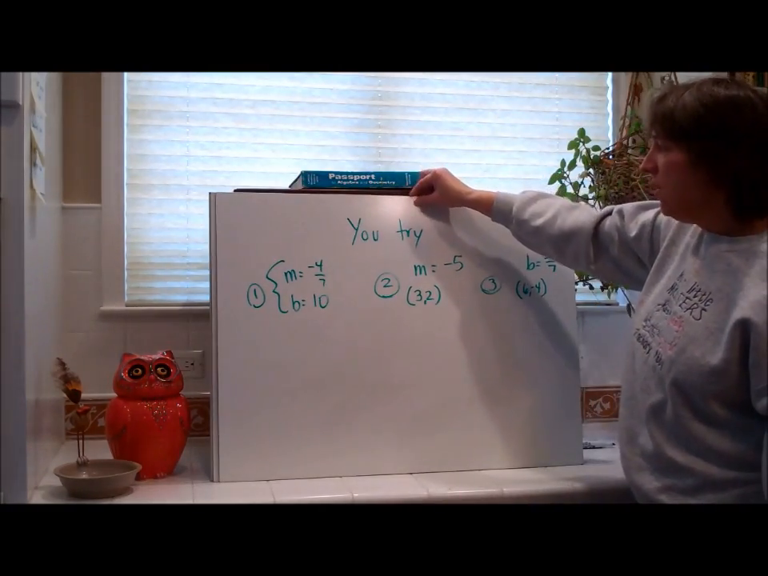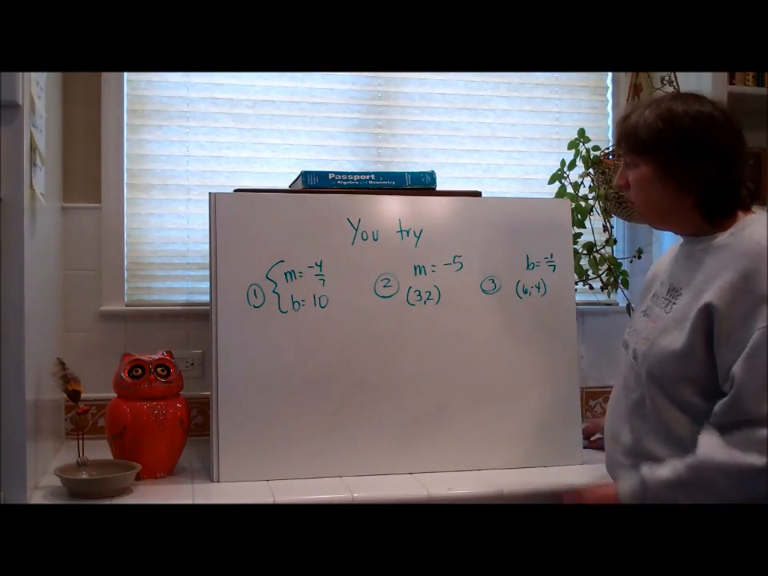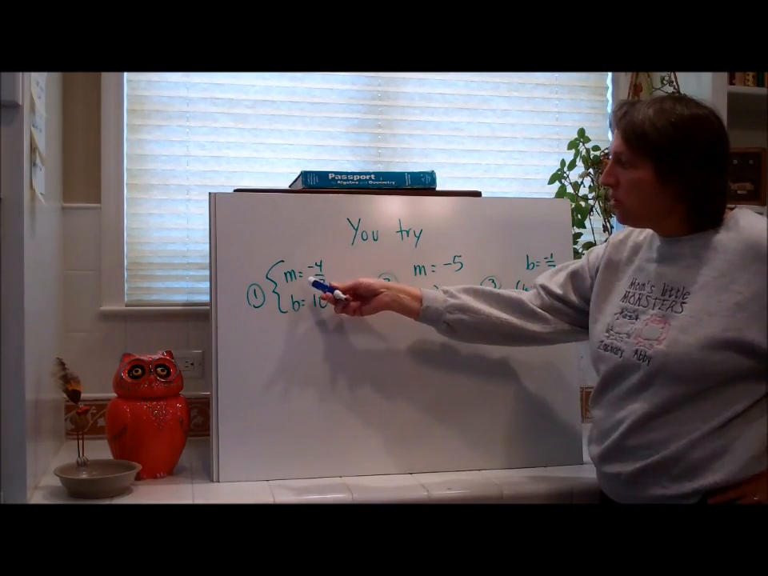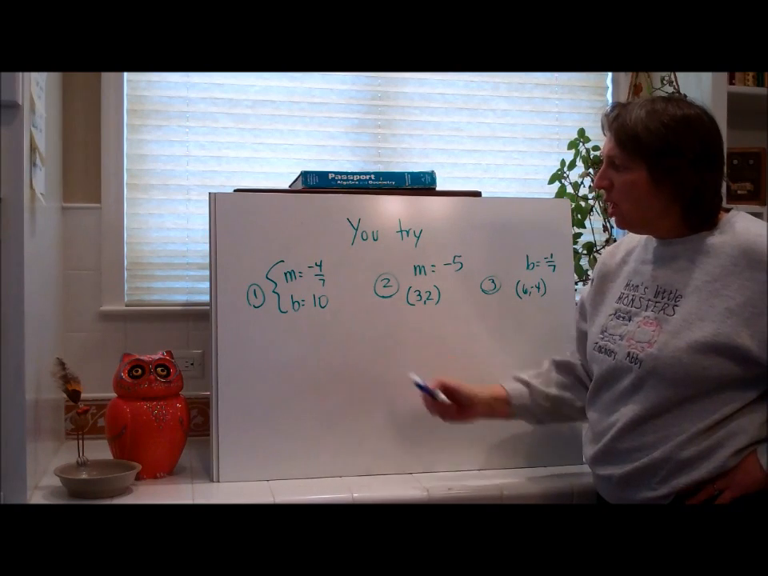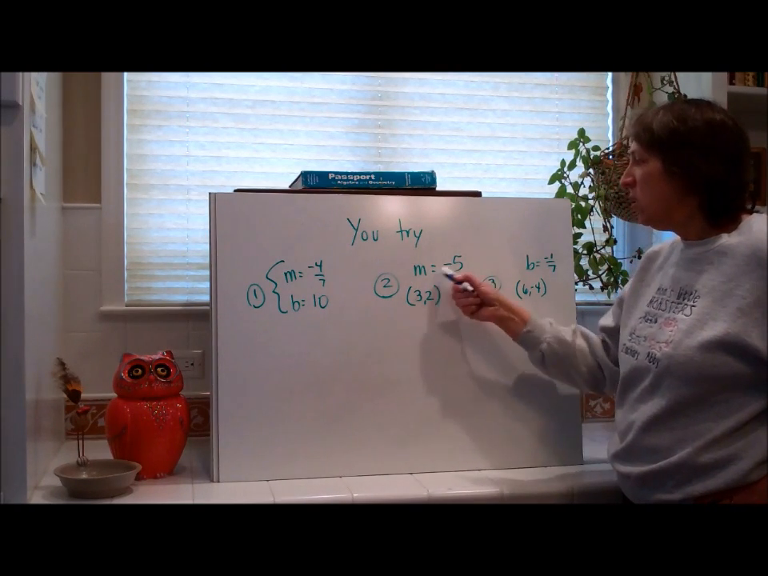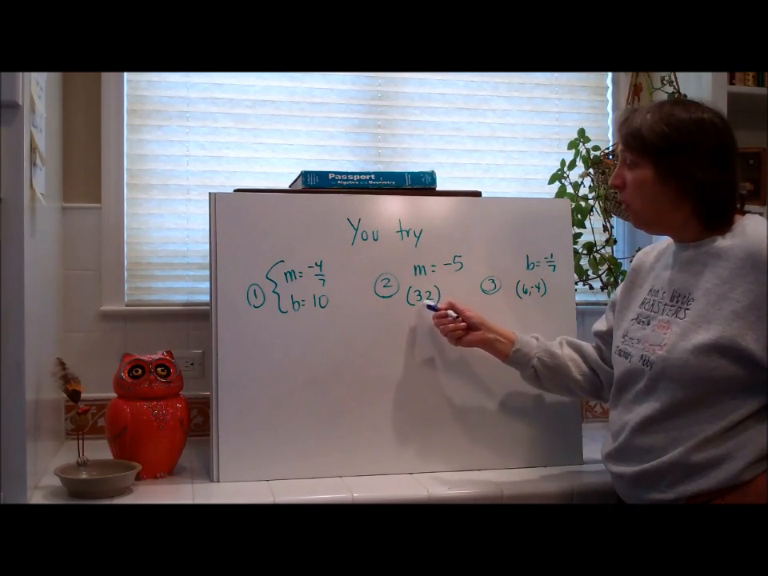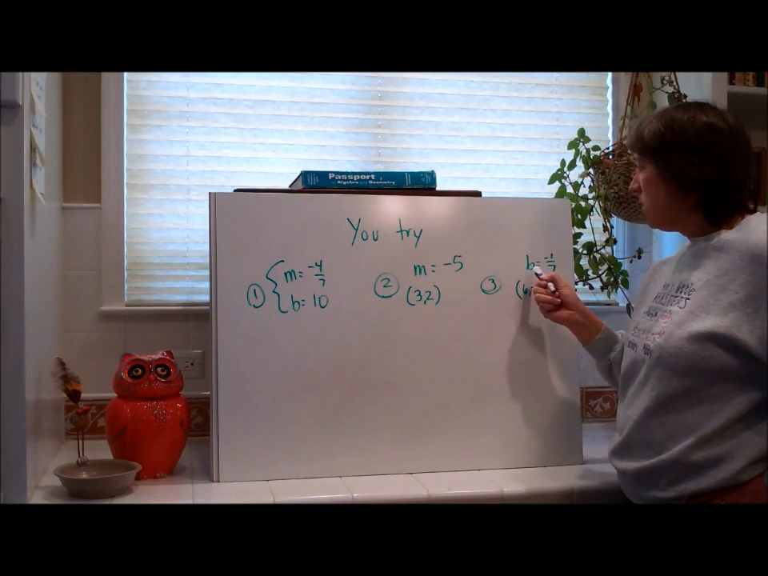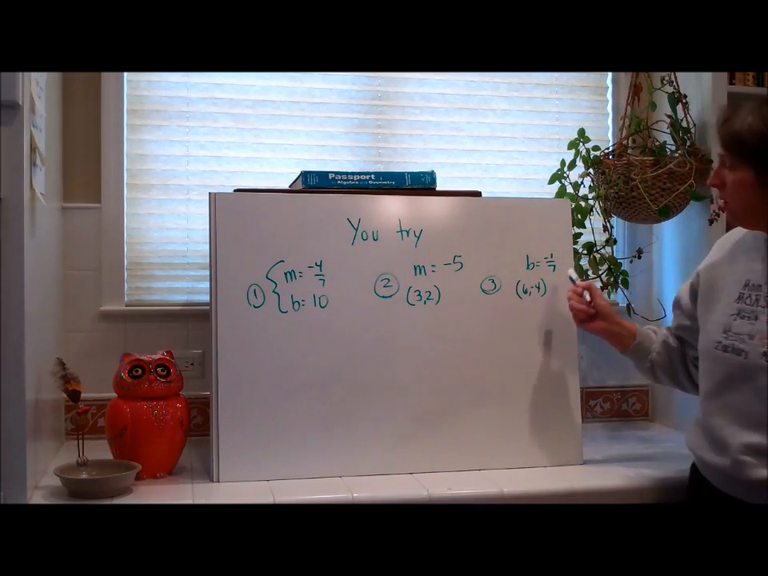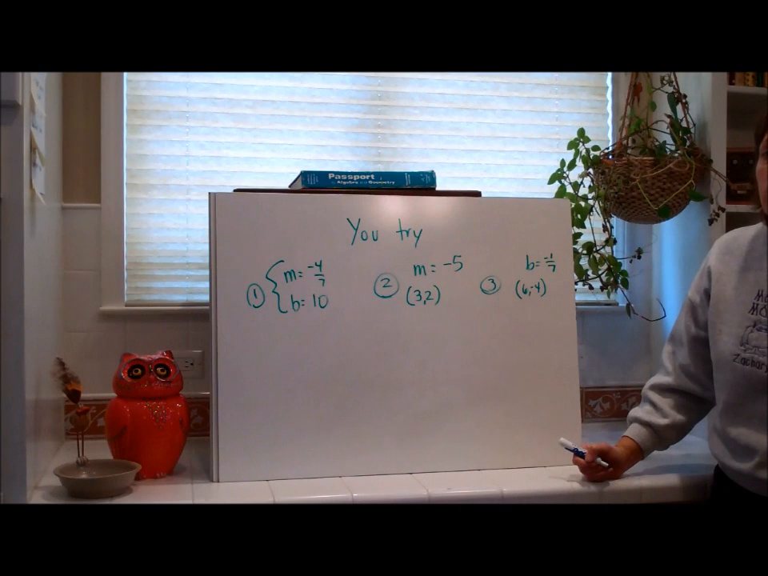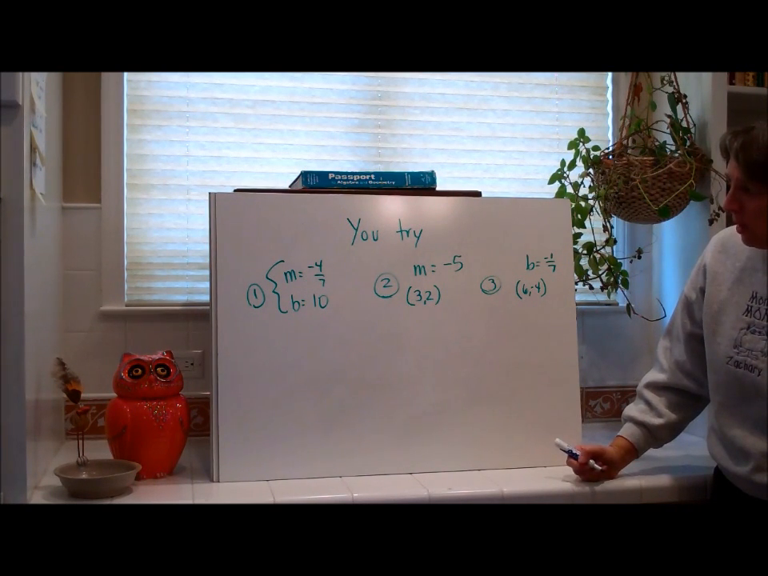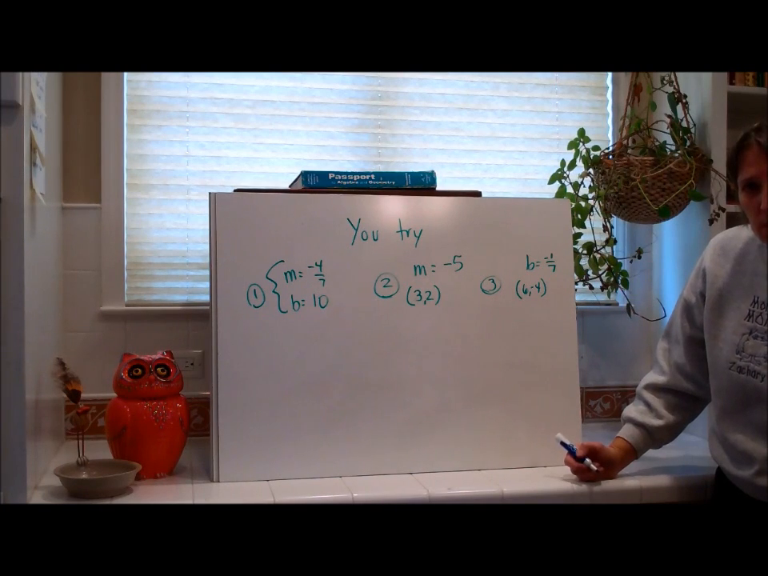I want you to try these. Pause the video, where you have slope equals negative 4/7, y-intercept is 10; slope equals negative 5, and you're given the point 3, 2; y-intercept is negative 1/7, and you're given the point 6, negative 4. Stop, pause the video, and come back, and I'll give you the solutions.